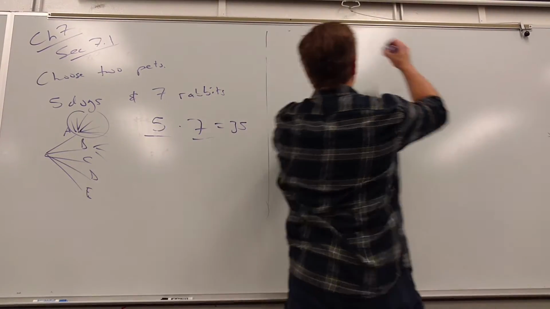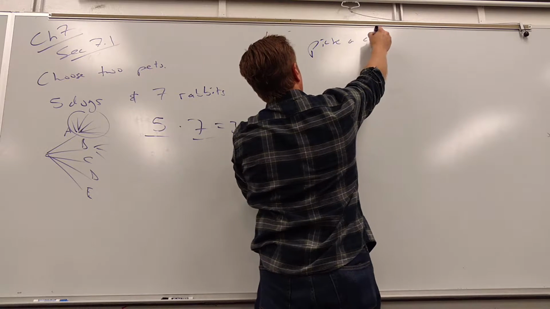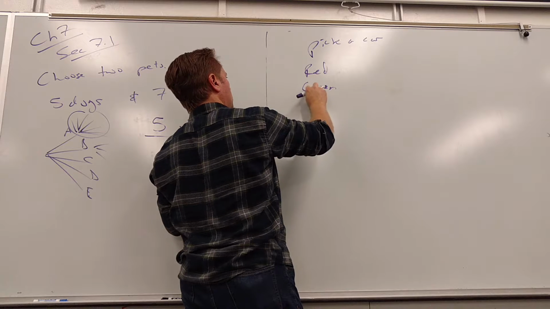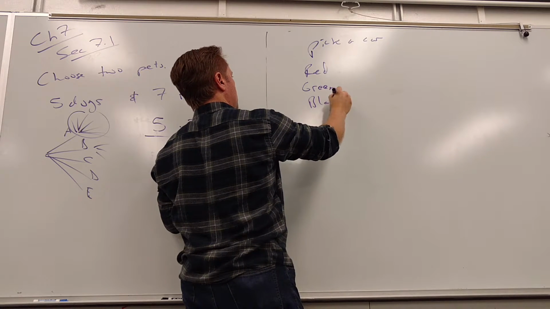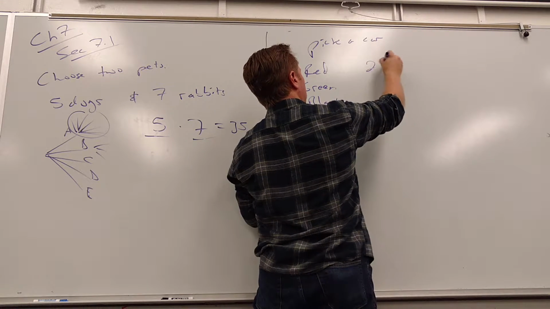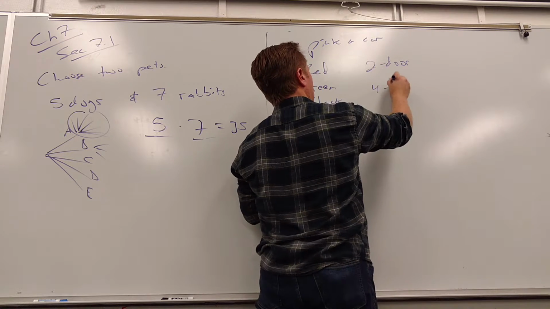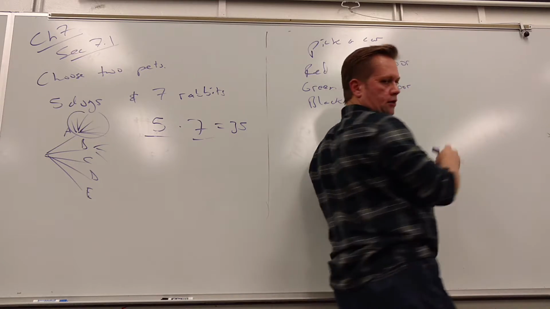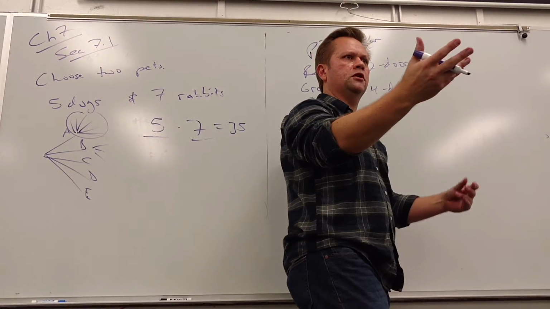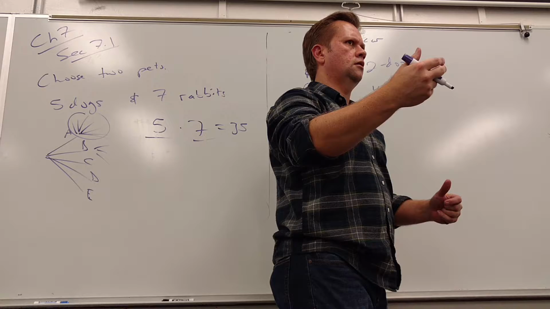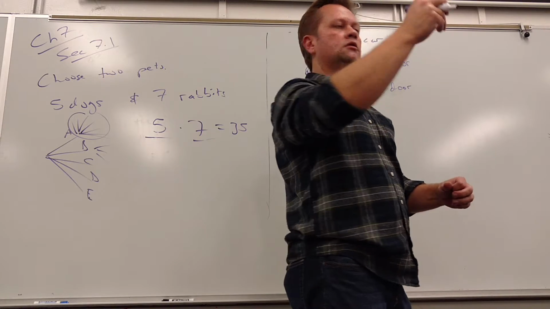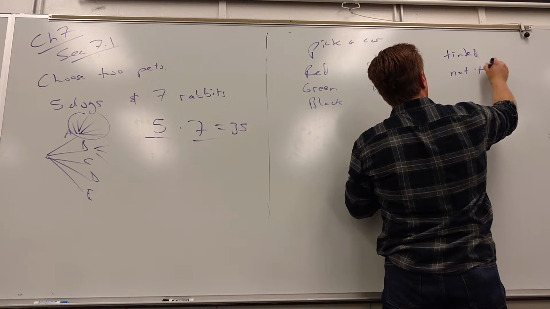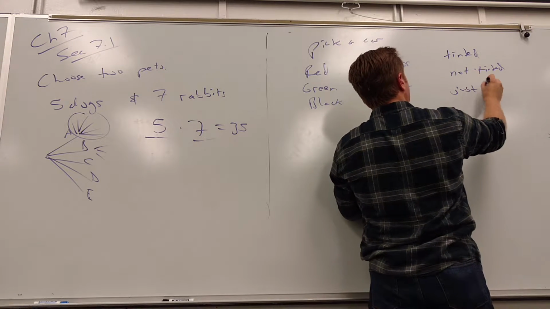So say I want to pick a car. I can pick a red, green, or black car. And I can pick a 2-door or a 4-door. Give me some more options. What else do you want? Oh, okay. I can pick it tinted, not tinted, or just the front tinted.